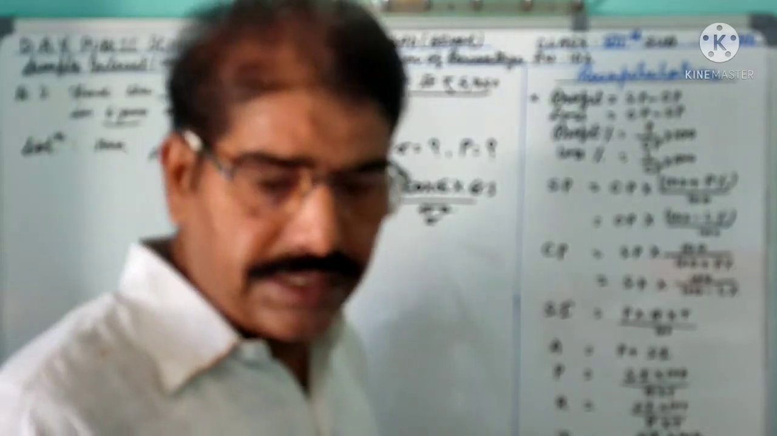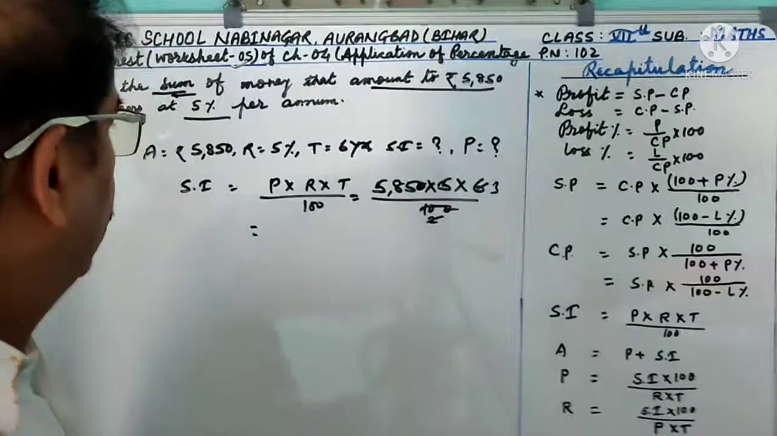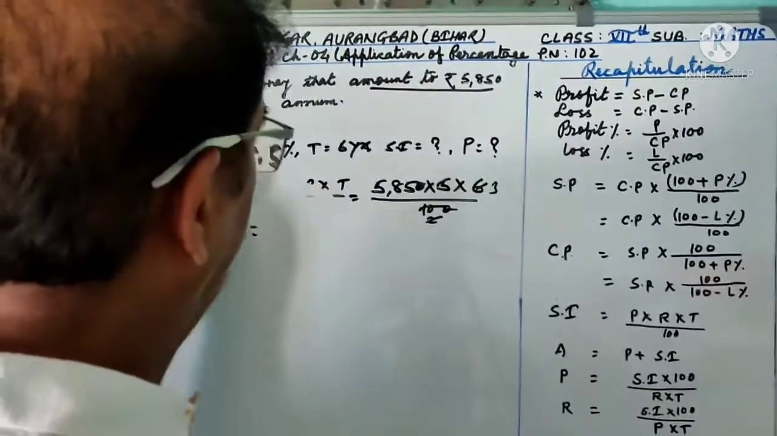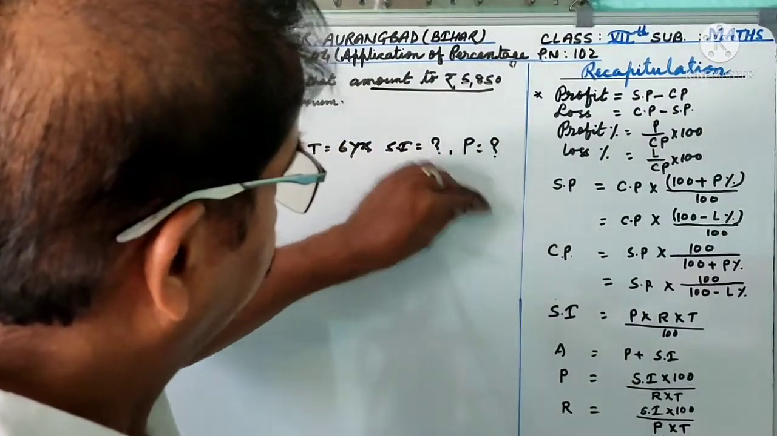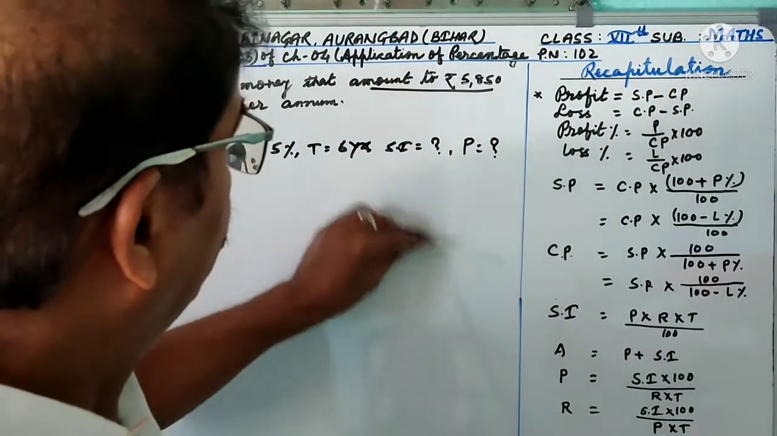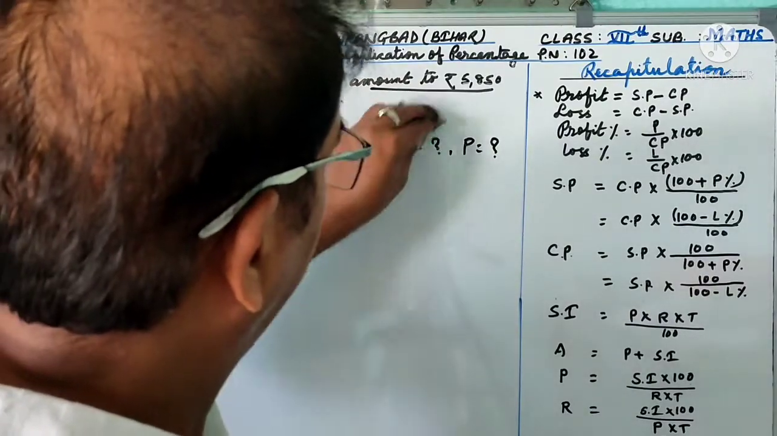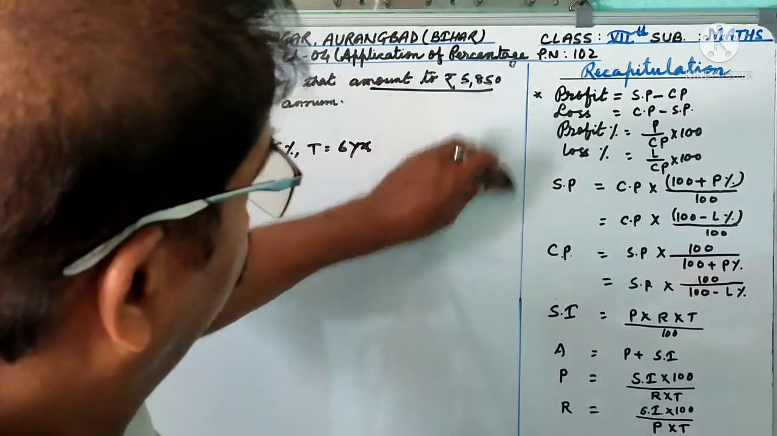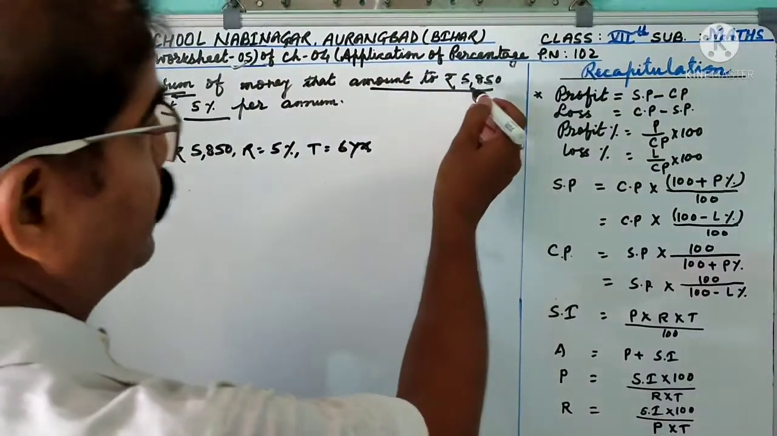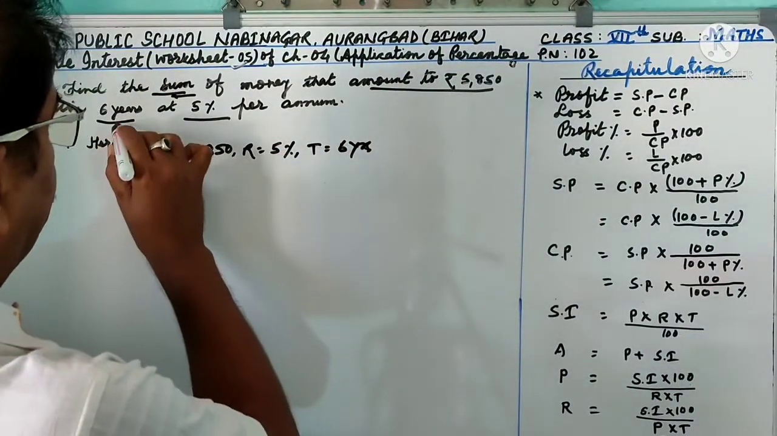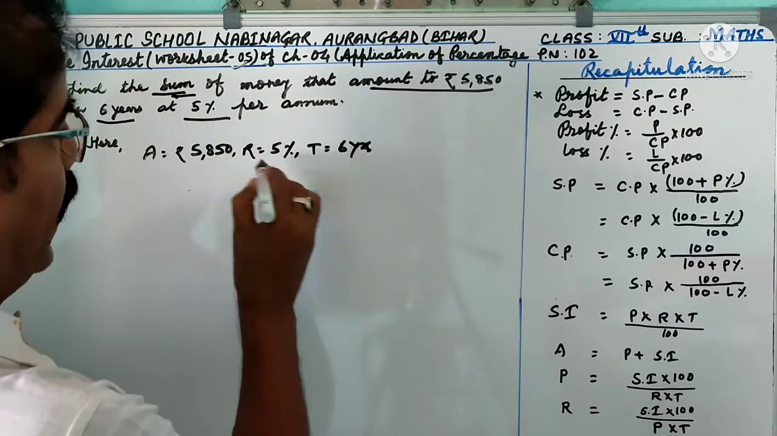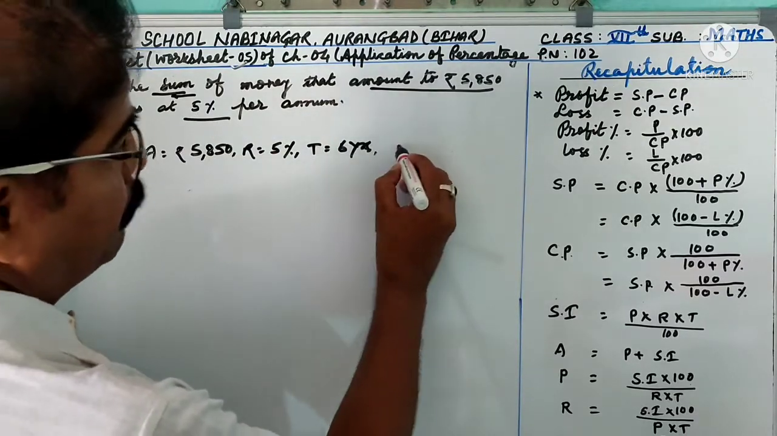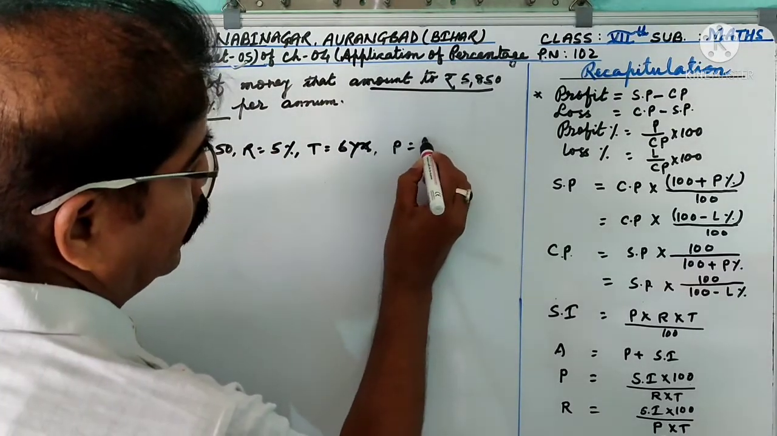Sorry, dear students, here the given amount is 5,850, T is 6 years and R is 5%. P equals what?